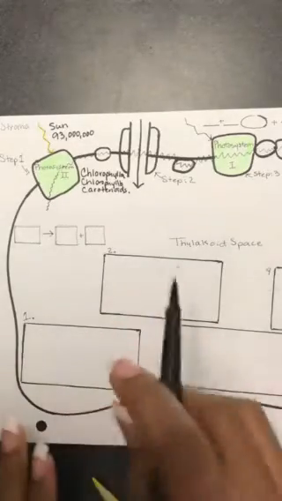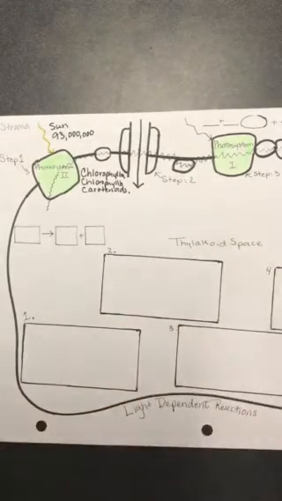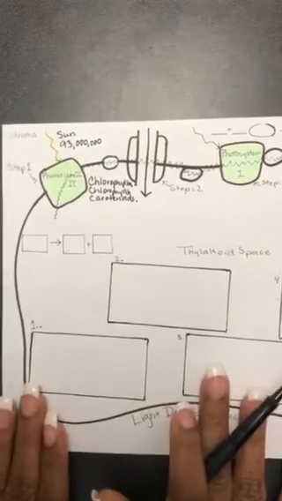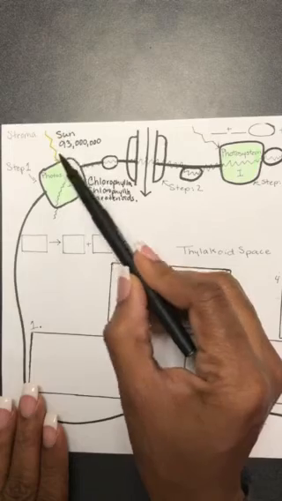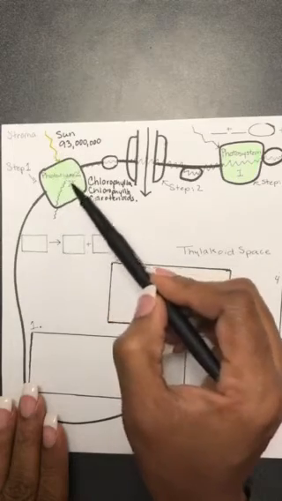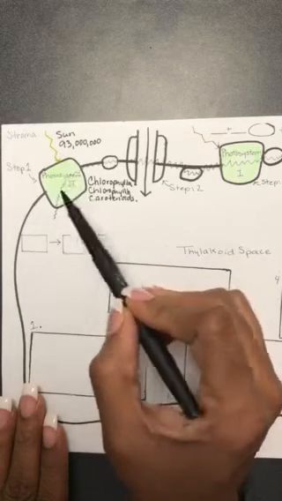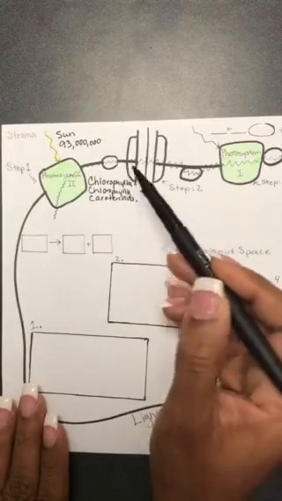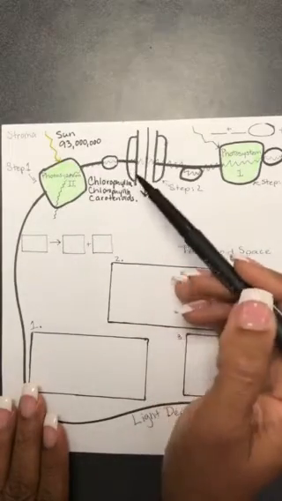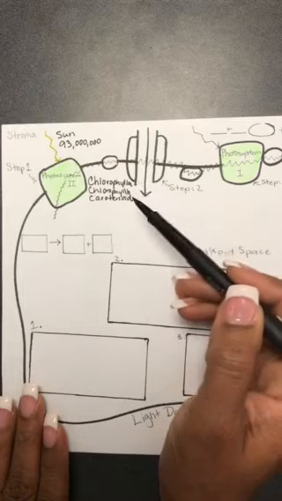Okay, try to do this without being able to see so well. All right, so the light comes through the stroma, and it hits photosystem 2. Inside photosystem 2 and photosystem 1, you have light-absorbing pigments called chlorophyll A, chlorophyll B, and carotenoids.